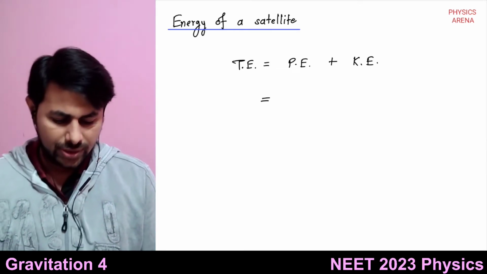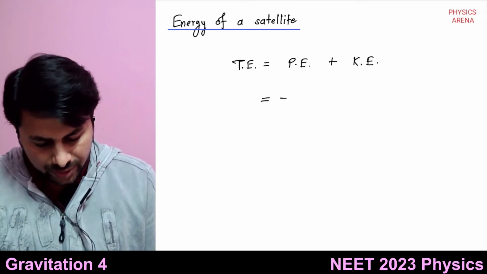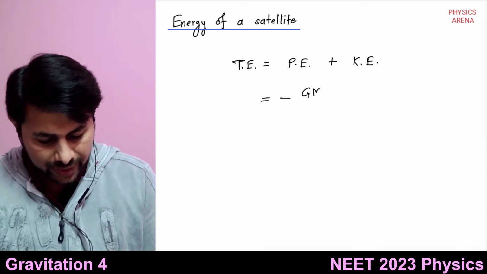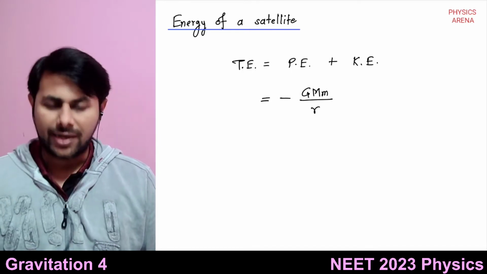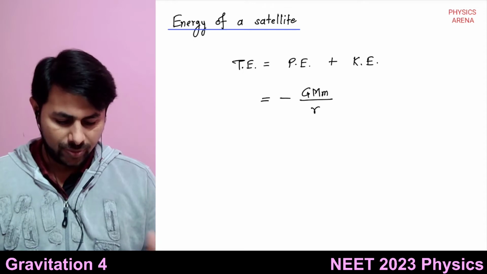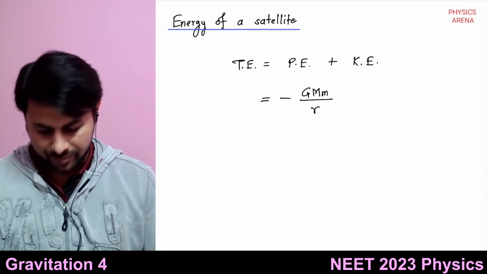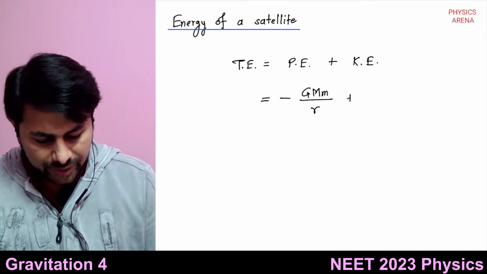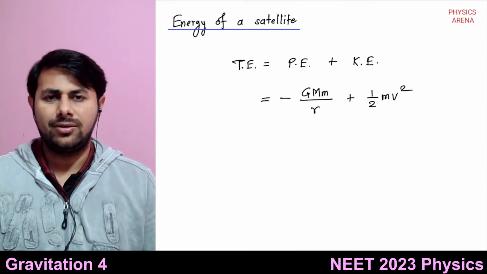So now earlier we have studied the formula for potential energy, and it is minus GMm divided by r. Okay, so if the satellite is at distance small r away from the center of Earth, the formula for potential energy is minus GMm divided by r. And kinetic energy, we know it is half of mv square.